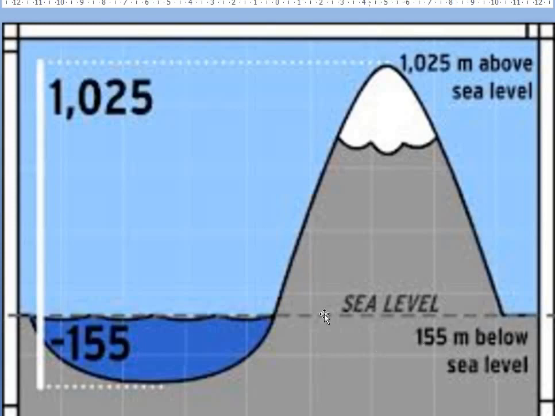So here is sea level. The tip of this mountain is 1025 meters above sea level, and the bottom of the sea is 155 meters below sea level. So you write minus 155 for below sea level.